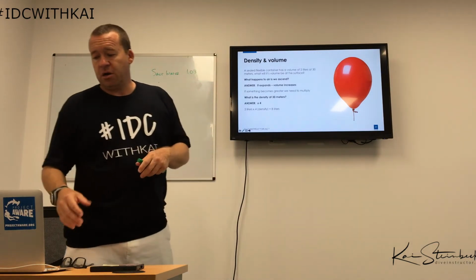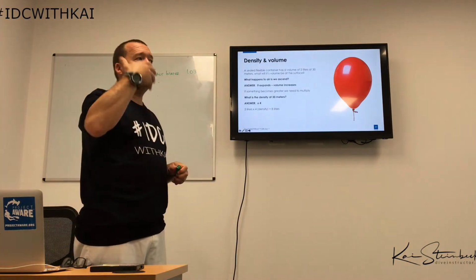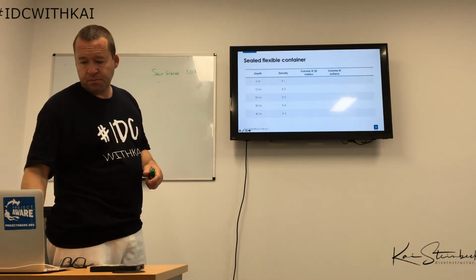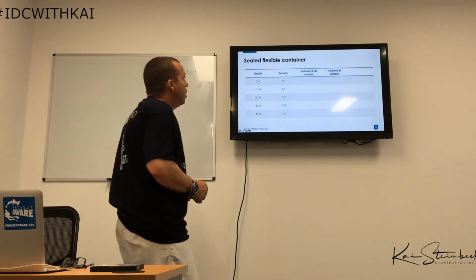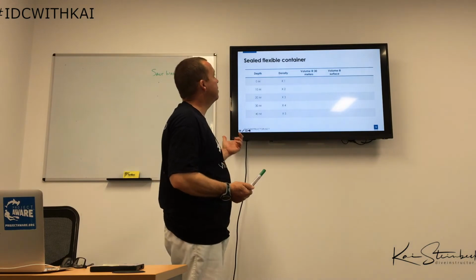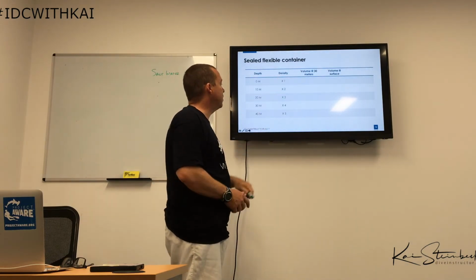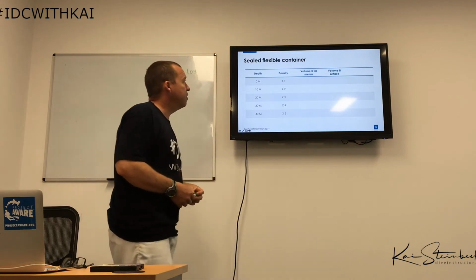So it's really, really simple. If something is going to get greater, multiply. If something is going to get smaller, divide. Alright, so let's have a look here. I have a sealed flexible container. I have a table here with depth, and I have the density over here, which we've got over already. Very straightforward.